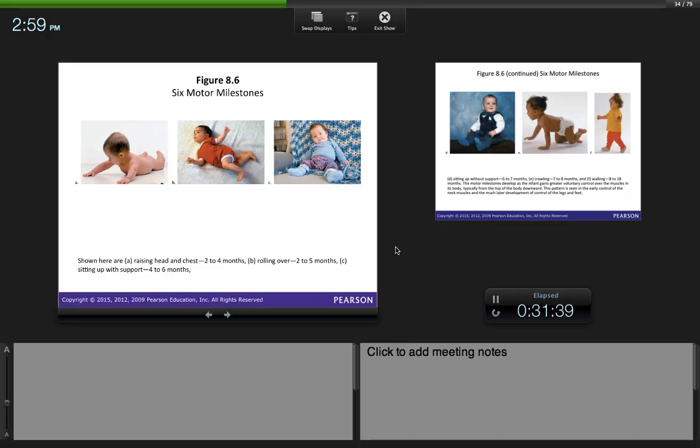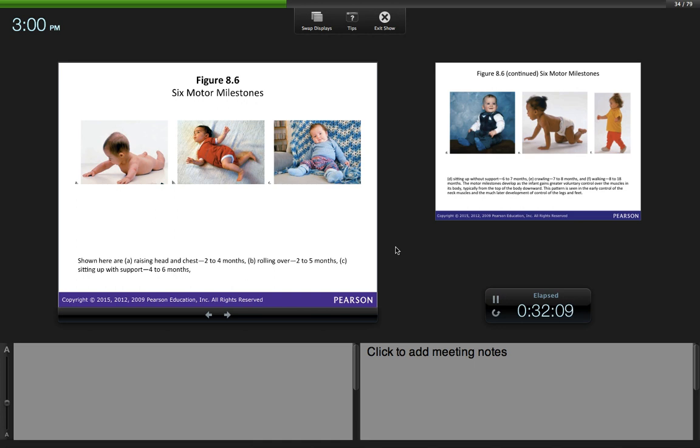Some of the motor milestones that we'd see. Right here was when a baby is starting to be able to pick its head up, so it can raise its head and chest. Typically we see this about 2 to 4 months. The middle one, being able to roll over on their own, from about 2 to 5 months. Sitting up with support: this kid is sitting up, but if you pull away whatever he's leaning on, this kid's going to flop down. He's able to sit up, but only because he's got this support.